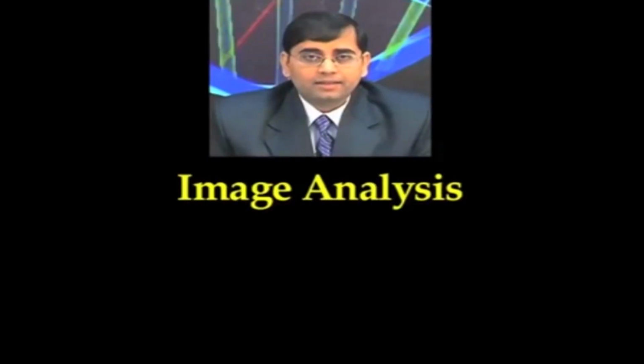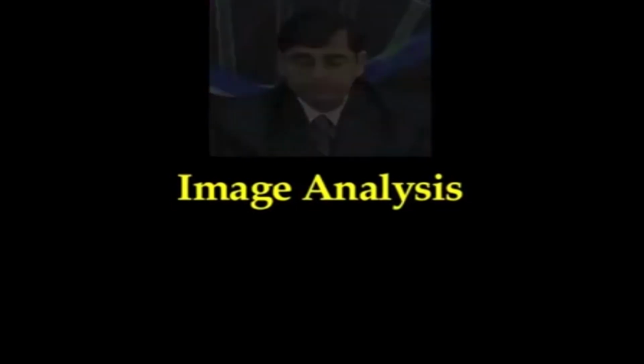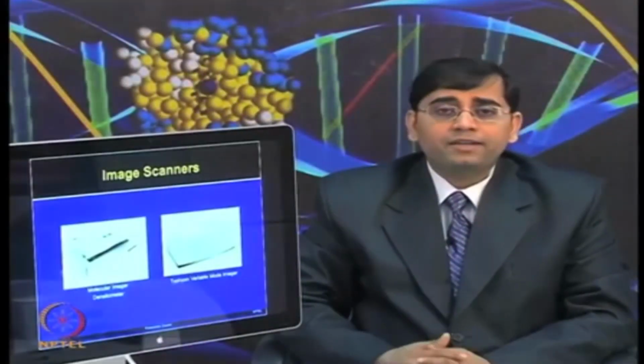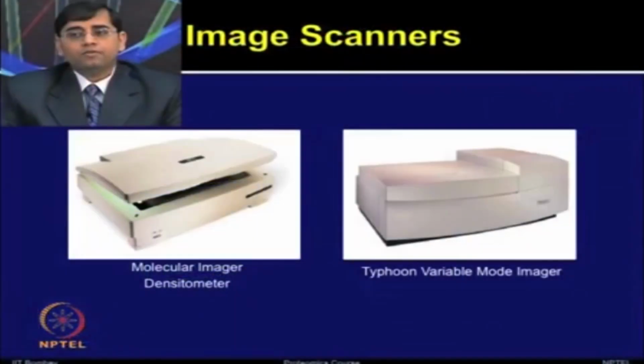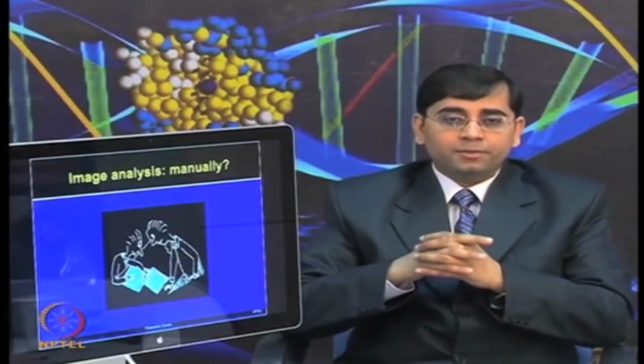So, image analysis is another very important aspect of the two-dimensional electrophoresis workflow. There are different types of image scanners available from different vendors, such as the one I have shown here, molecular imager, densitometer, or the Typhoon variable mode imager. There are many staining image scanners available. So, now how to analyze these images?